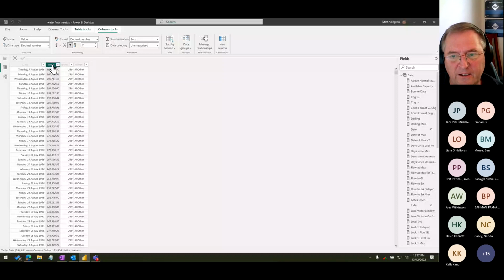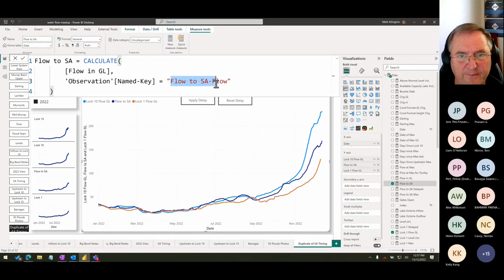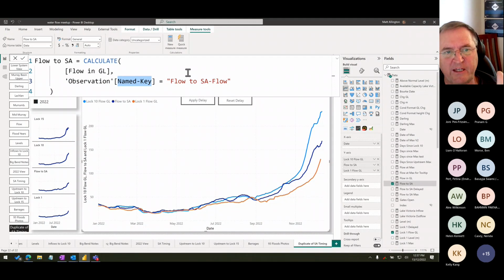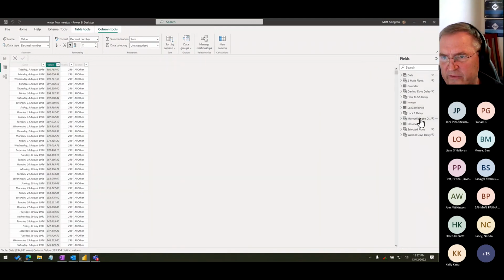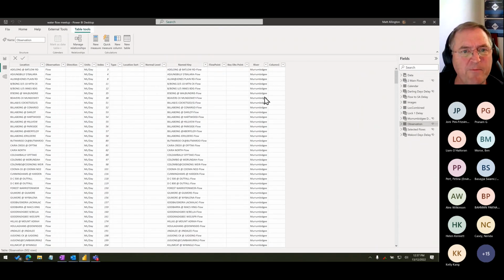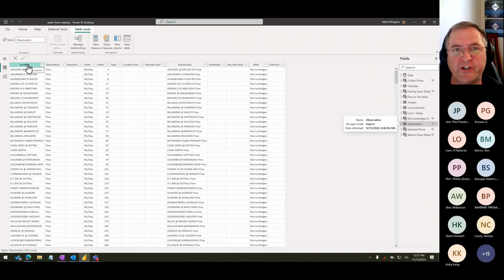If I come back here and have a look at this one here, the flow to SA, all I'm doing is adding up the data point, which is the flow in gigalitres, and I've got this named location. I created these named key pairs, and it probably makes sense if I show you this table here. This is the dimension table. This table contains every single location where an observation occurred.